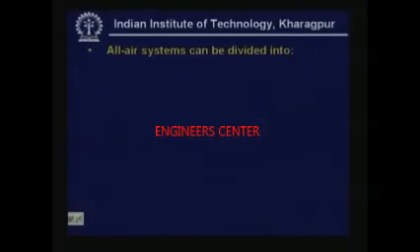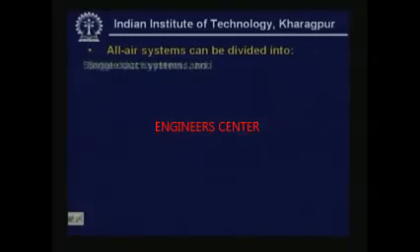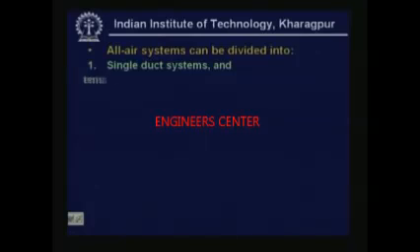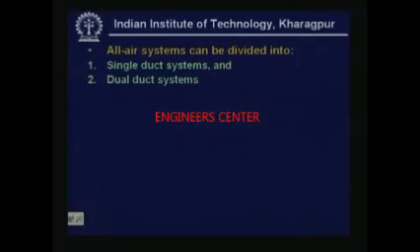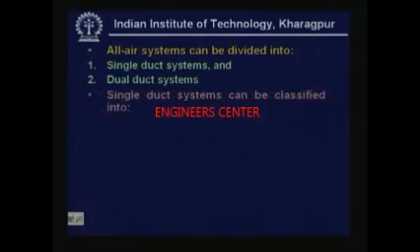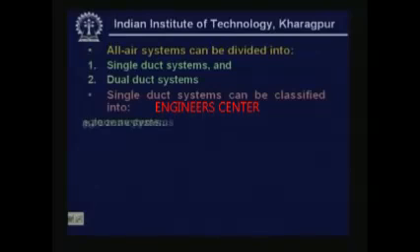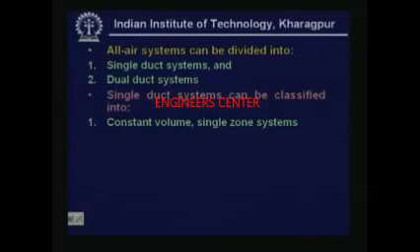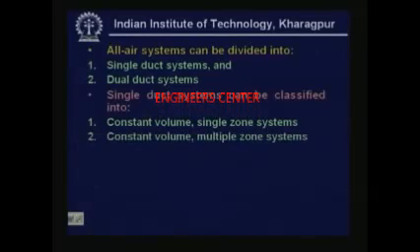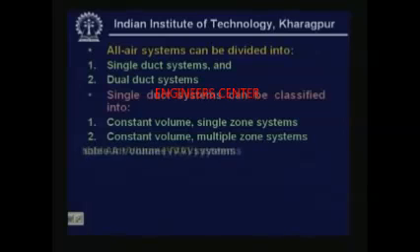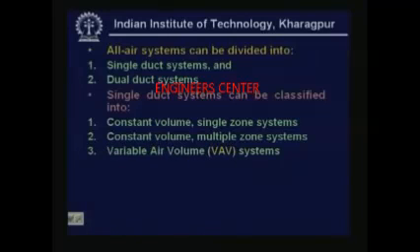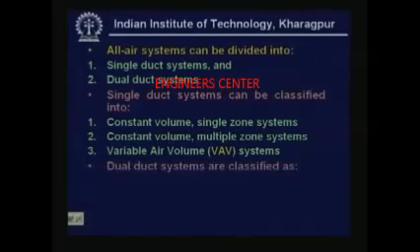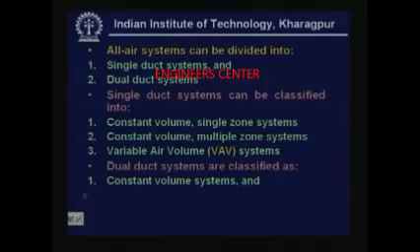All air systems can be further divided into single duct systems and dual duct systems, and single duct systems can be again classified into constant volume single zone systems, constant volume multiple zone systems, variable air volume systems, and the dual duct systems are classified as constant volume systems and variable air volume systems.